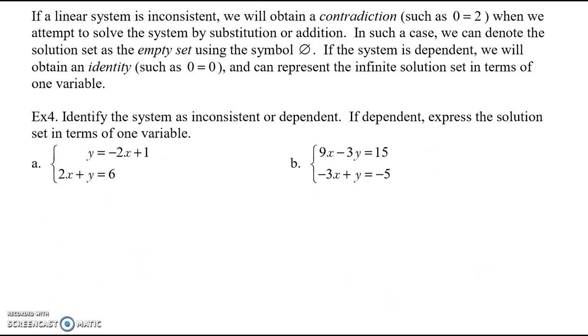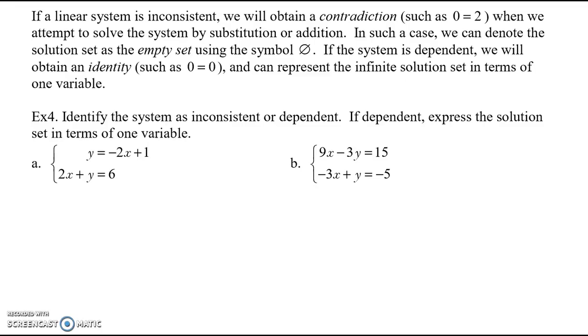Thus far, all of our systems have had exactly one solution. They've been consistent systems with one solution. What happens if we encounter a system that has no solution, that is inconsistent, or has an infinite number of solutions, that is, it's dependent? If a linear system is inconsistent, we will obtain a contradiction, such as 0 equals 2, when we attempt to solve the system by substitution or addition. So anytime you obtain a contradiction, 0 equals 2 or something similar, then regardless of whether you're using substitution or addition, that indicates that the system has no solution.